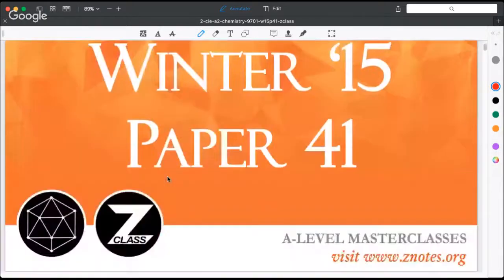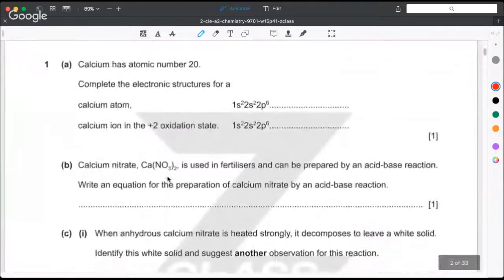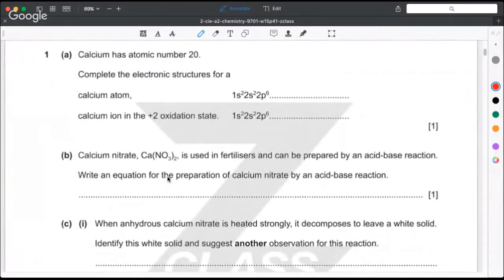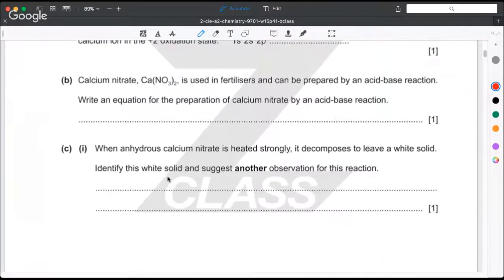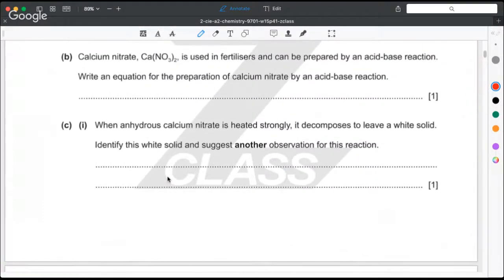Okay, very good. All right, so you start off here. These are things that you can check in the mark scheme, you can look up for yourself. When you come to C part one, strangely enough, the examiner noted that you've got to say, well, what happens when calcium nitrate is heated strongly? And you can see here that the examiner highlighted that there's one mark for the question, but actually, if you look in the question carefully, it says, identify the white solid and give another observation.